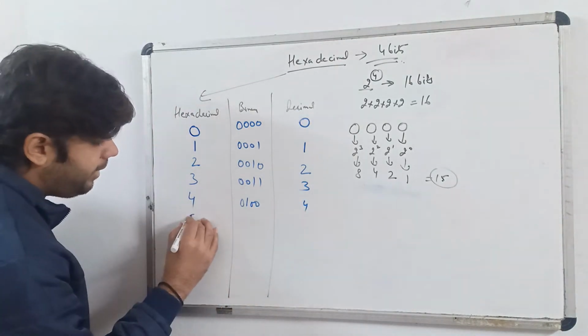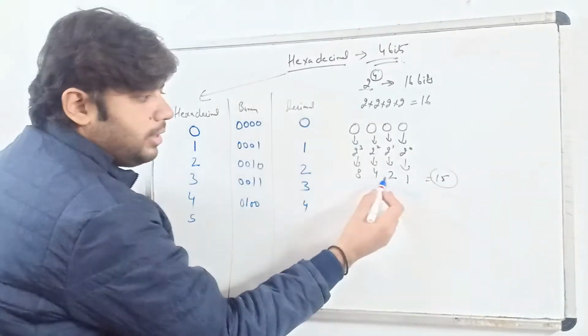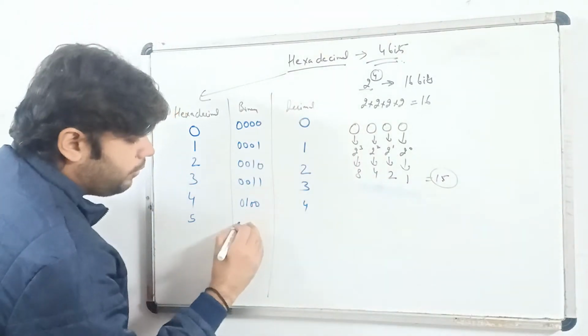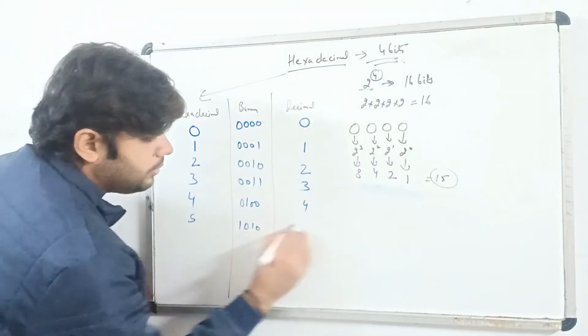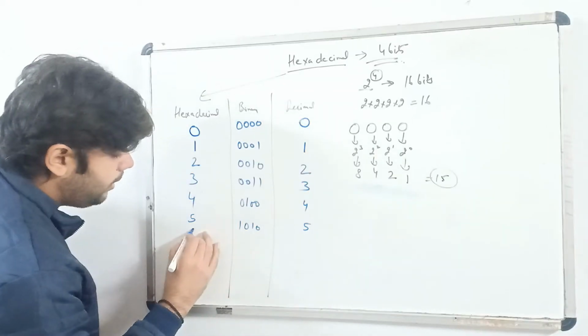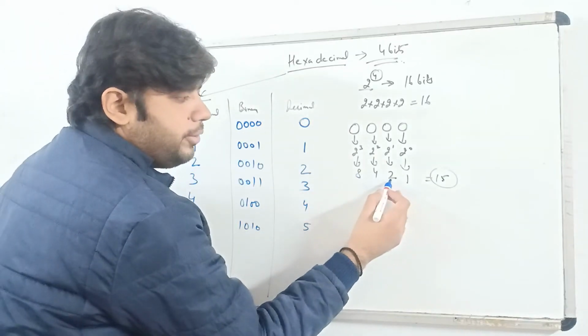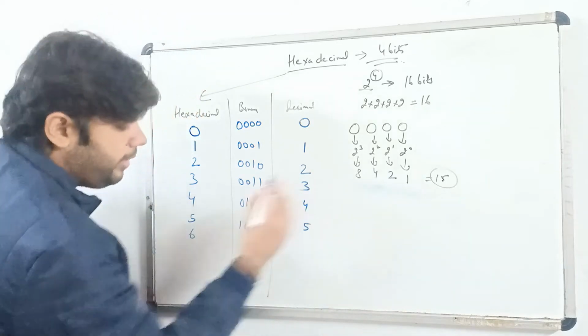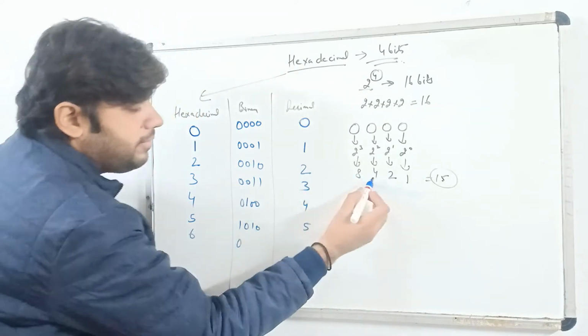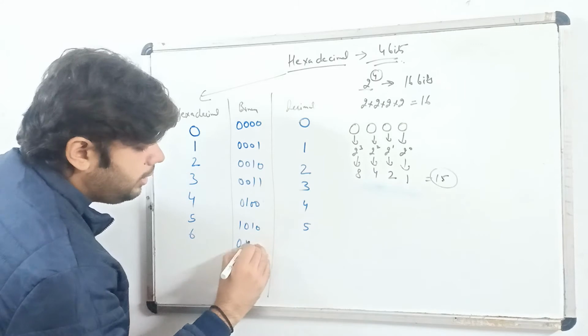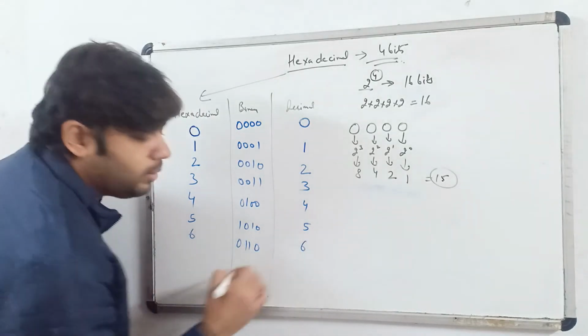Now we have a 5. So 5 is 4 plus 1, so go for 1, 0, 1. Then go for 6. So 6 is 4 plus 2. We need to turn off the first bit, the second and third we need to turn on, and the fourth bit is off. Like this, we can go for 6.